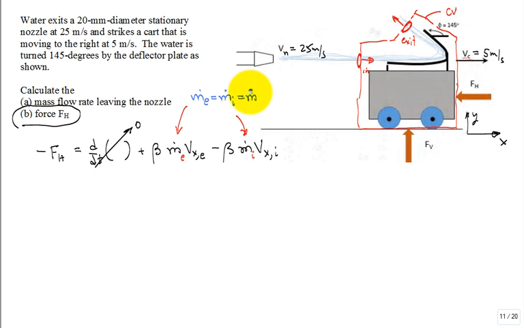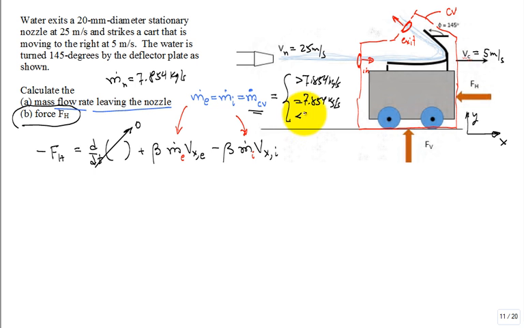Let me ask this. Is that mass flow rate that's coming into the control volume what we calculated for part A? Clicker question. We calculated from part A that the mass flow rate leaving the nozzle was 7.854 kilograms per second. True? And this mass flow rate that we need in this linear momentum equation, is it greater than 7.854 kilograms per second, equal to 7.854 kilograms per second, or less than 7.854 kilograms per second? Answer A, B, or C. And we'll turn it on. And you have 30 seconds.